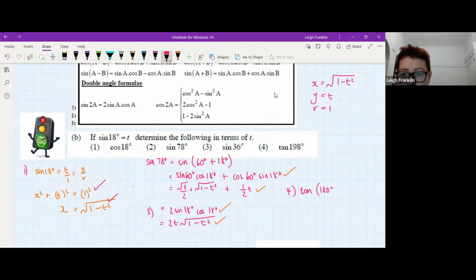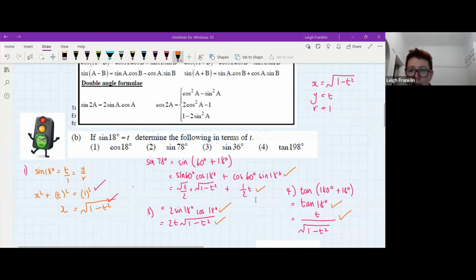We would make that from 180 plus 18. So that is quadrant 3, where tan theta is positive. So this reduces to positive tan 18. This you would have to write. This you'll get a mark for. You won't get a mark for the first line. And the tan of 18 can be written as y over x. So that becomes t over root 1 minus t squared, like so. And then you'd get a mark for that too.